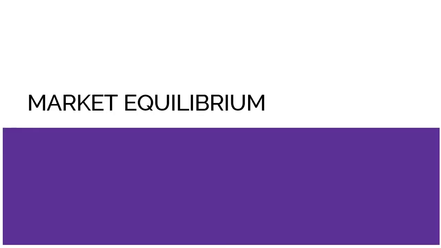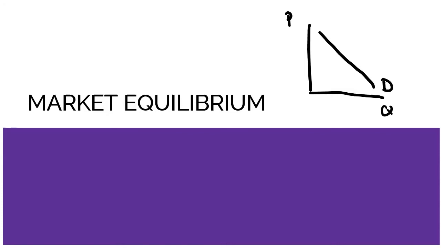So market equilibrium. We already talked about this idea of supply and demand. So we have our graph here. On our y-axis is always going to be our price, and on our x-axis is always going to be quantity. We talked about how the demand curve is always going to be downward sloping because there's an inverse relationship between price and quantity demanded. And we talked about how supply is always going to be upward sloping because there's a positive or direct relationship between price and quantity supplied.